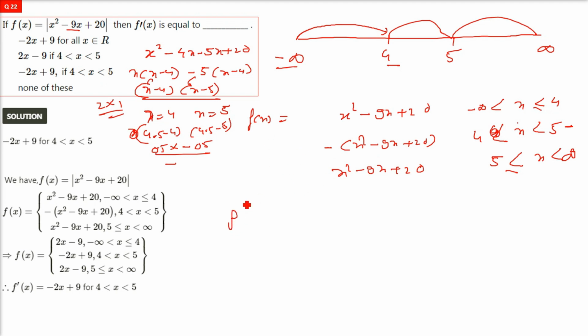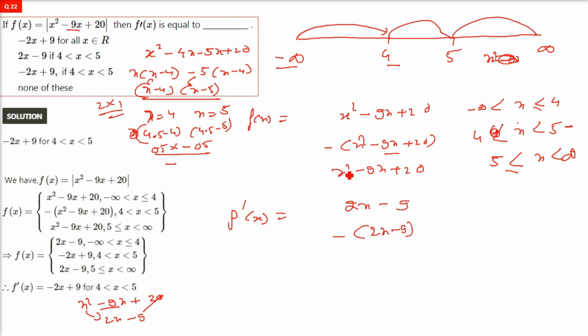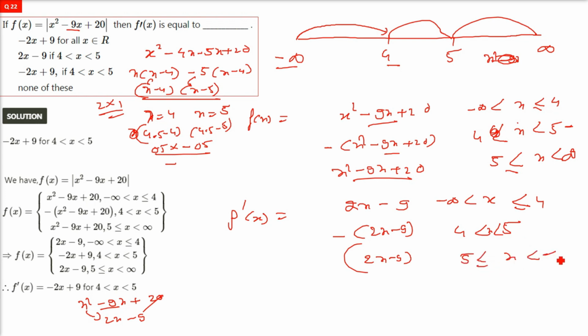Now let us do f dash x. Take the differentiation. It will be 2x minus 9. The intervals are very important. For minus infinity to 4, x squared minus 9x plus 20, x squared gives 2x and 9x differentiation is minus 9 only. Again same thing, 2x minus 9, and the negative will be outside. The interval between 4 and 5 again has x squared minus 9x plus 20, with differentiation 2x minus 9. Write the intervals properly, because the options also give you a hint of the intervals.